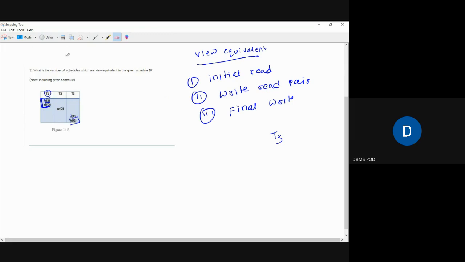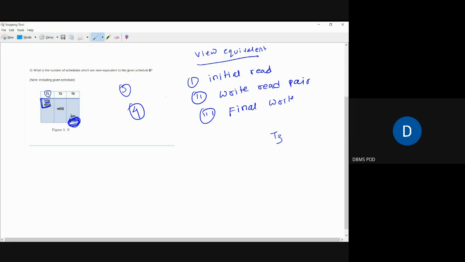Right? So we can see that T3 has, let's count, how many operations are there. 1, 2, 3, 5 operations are there, correct? Now we can see that the final WQ will always be last. The WQ of T3 is always last. So there will be 4 transactions, correct?